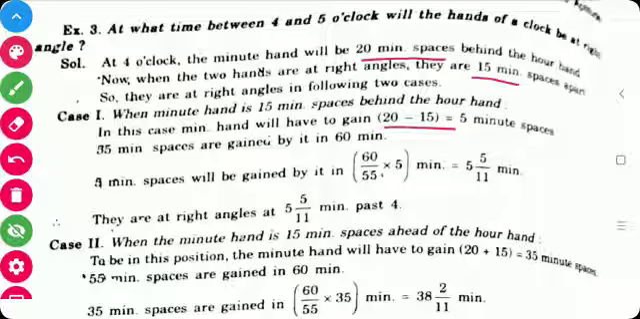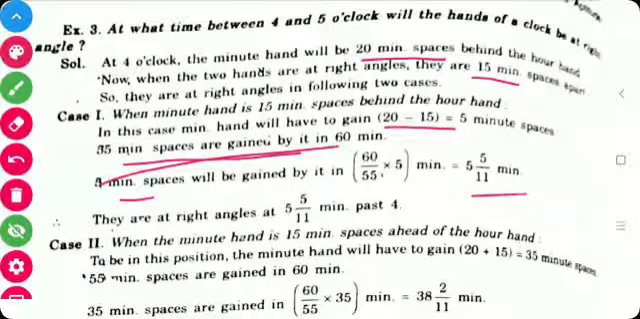So there are two cases: 15-minute space behind and 15-minute space ahead. As 55-minute spaces are gained in 60 minutes, then 5 minute spaces is 60 into 5 divided by 55. So it is 5 and 5 by 11 minutes. So they are at right angles at 5 and 5 by 11 minutes past 4.